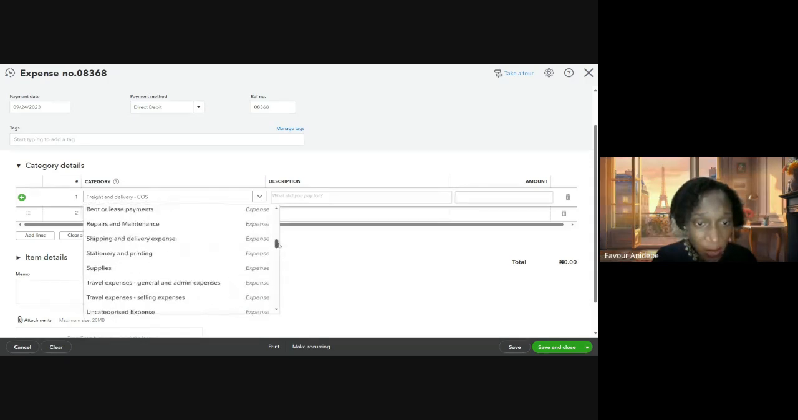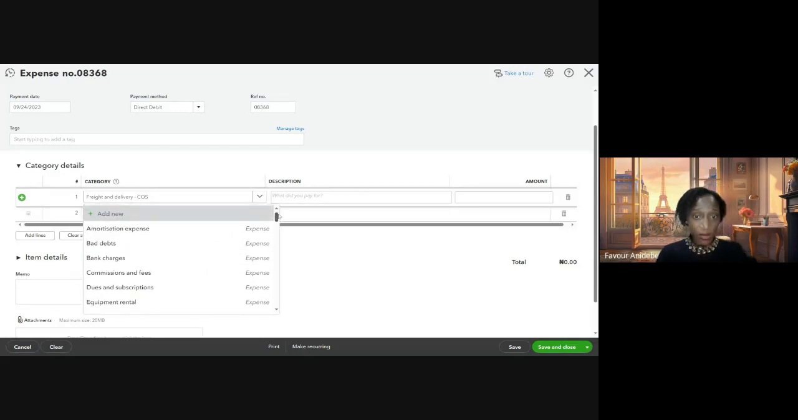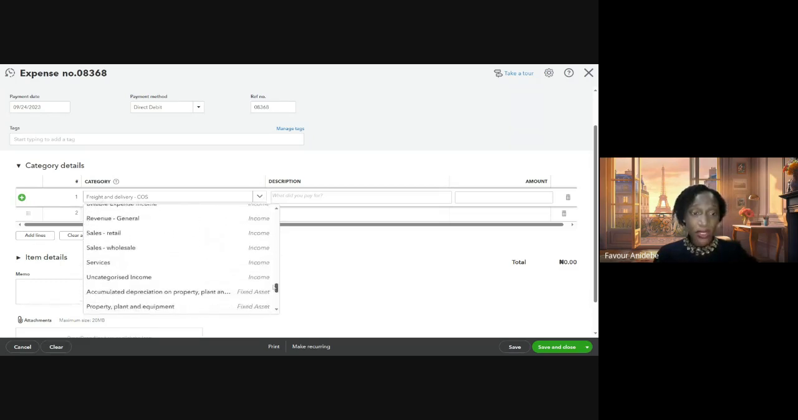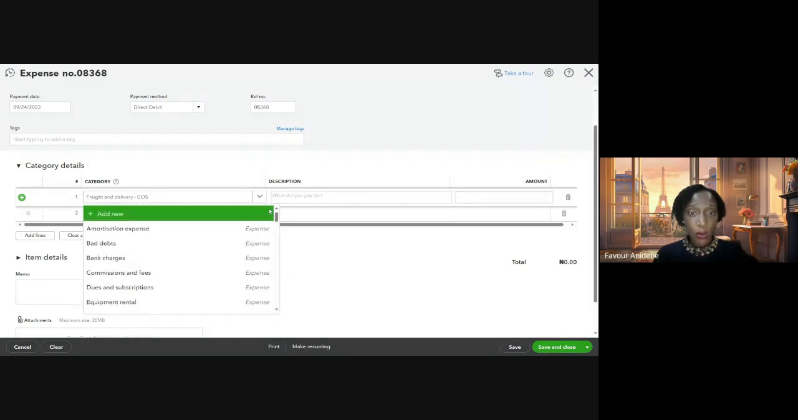So if you notice, this is why the first thing you have to do is make sure you create all your charts of account, because as I scroll down now, I'm not seeing anything that looks like motor vehicle. So what it means is that we have to create an account called motor vehicle.